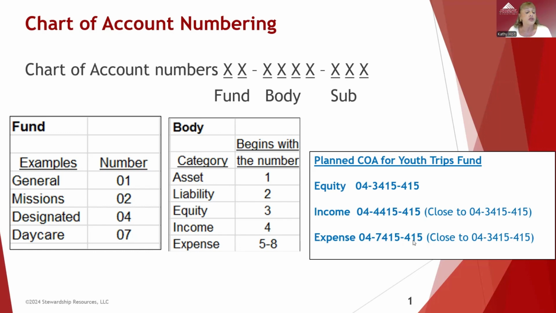Now remember, I also talked about how you need to make sure that the income closes into the chosen equity. We've taken the income for our Youth Trips Fund and assigned it to close into the equity for Youth Trips Fund. The expense that ends in 415, we've assigned it to close into the equity for 415. Now when you have a setup like this, let me show you the magic that can happen in your printing: what we call a sub to sub activity report.